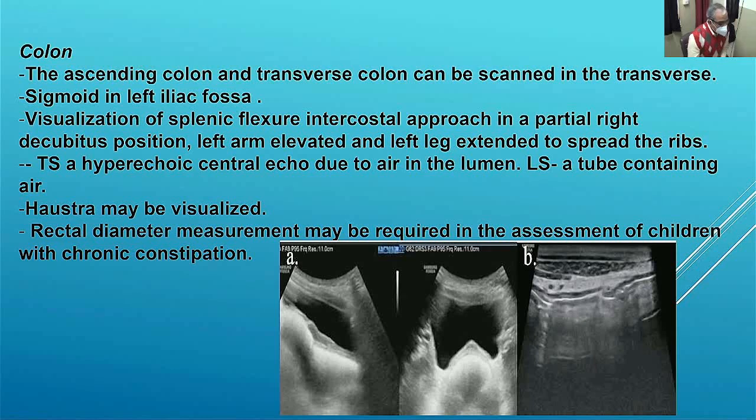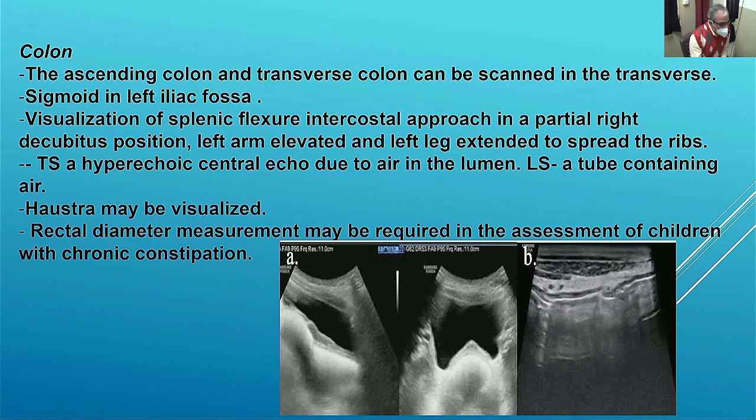Ascending and transverse colon, we can just see in the transverse section, and the sigmoid. You can look in the left iliac fossa. While the hepatic flexure is very commonly or easily seen, the splenic flexure is a little higher up. So sometimes, turn the patient to the other side, and just ask him to take his head down, and you may try to see the splenic flexure if it is not visualized in regular supine or decubitus views.